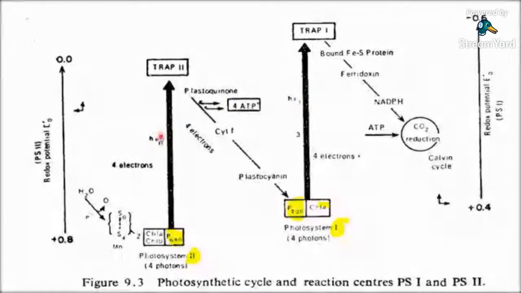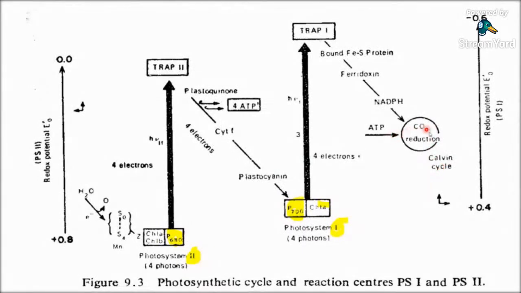Here also there is absorption of energy, and those four electrons are trapped in that center, and then they will be transferred to the bound ferredoxin iron sulfur protein, and from that iron sulfur protein the electrons will be transferred to the ferredoxin. From ferredoxin they will be transferred to NADP, where the NADPH molecule is formed. So this NADPH molecule and ATP molecule are liberated during the PS1 and PS2 cycle. These are used for the reduction of CO2 to carbohydrate during the Calvin cycle.